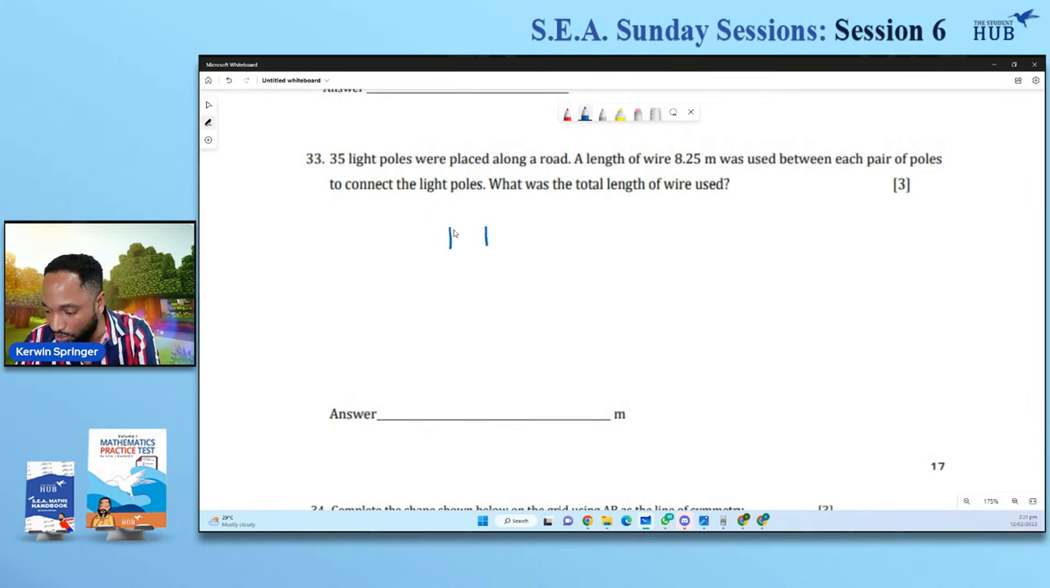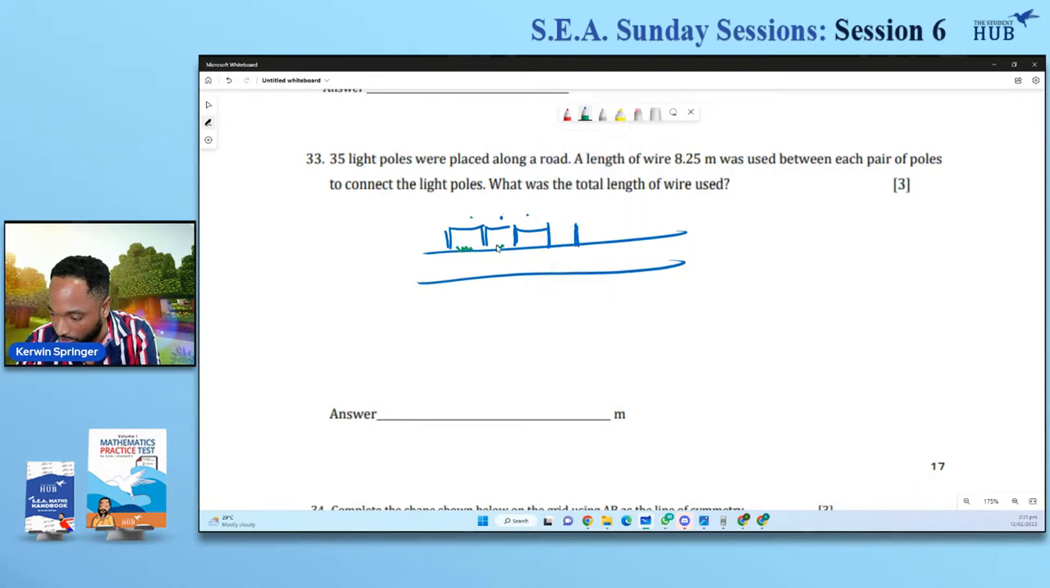Right. If you have 2 light poles, it's 1 space. If you have 3 light poles, it's 2 spaces. You all see that pattern? 4 light poles, how many spaces? Yes, 3 spaces. 5 light poles, count them. 1, 2, 3, 4, 5 light poles. That's the road there, and it's flanked by the light poles. How many spaces in between 5 light poles? Right? 4. If you have 5 poles, you have 4 spaces. If you have 35 light poles, how many spaces do you think you need between the poles? So 35 poles means 34 spaces.